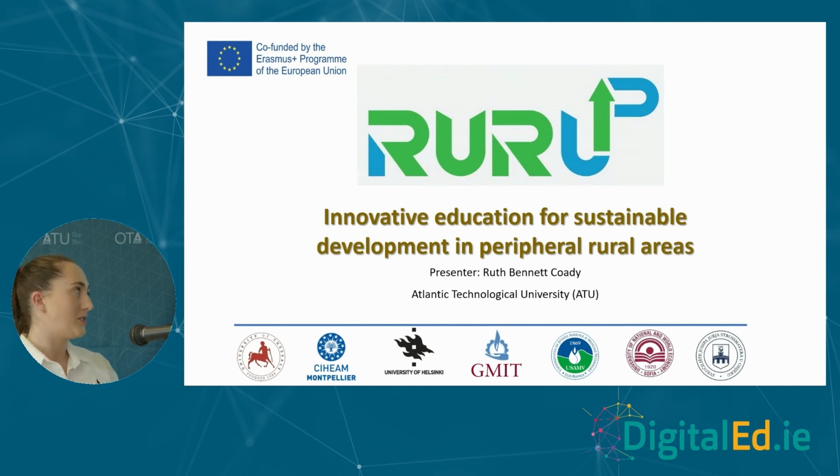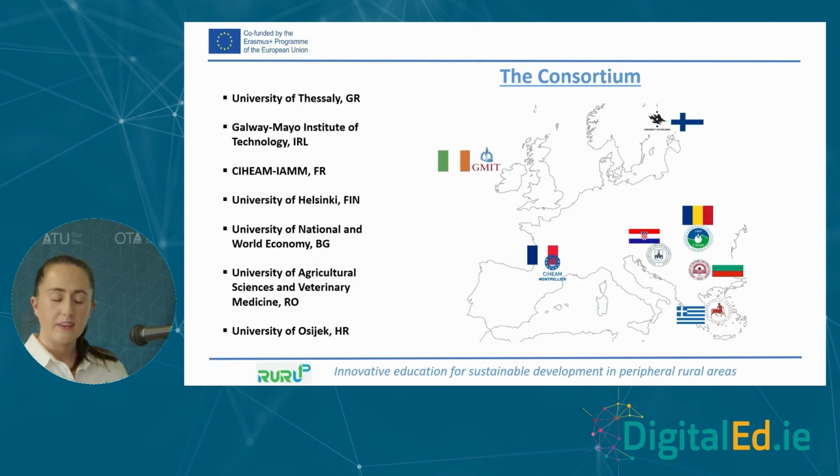The project we've been working on is called RURUP, and it was set up to develop innovative education for sustainable development in peripheral rural areas. RURUP is a 2-year Erasmus Plus strategic partnership that began in October 2020. It involves 7 different partners across Europe, and all of these partners are individual universities.